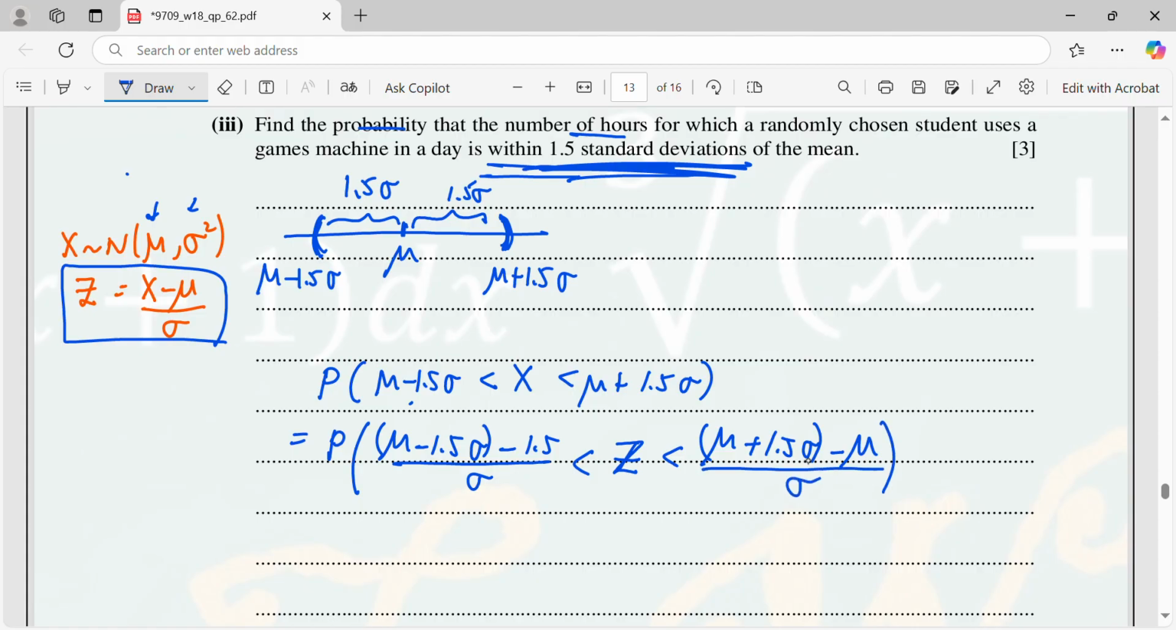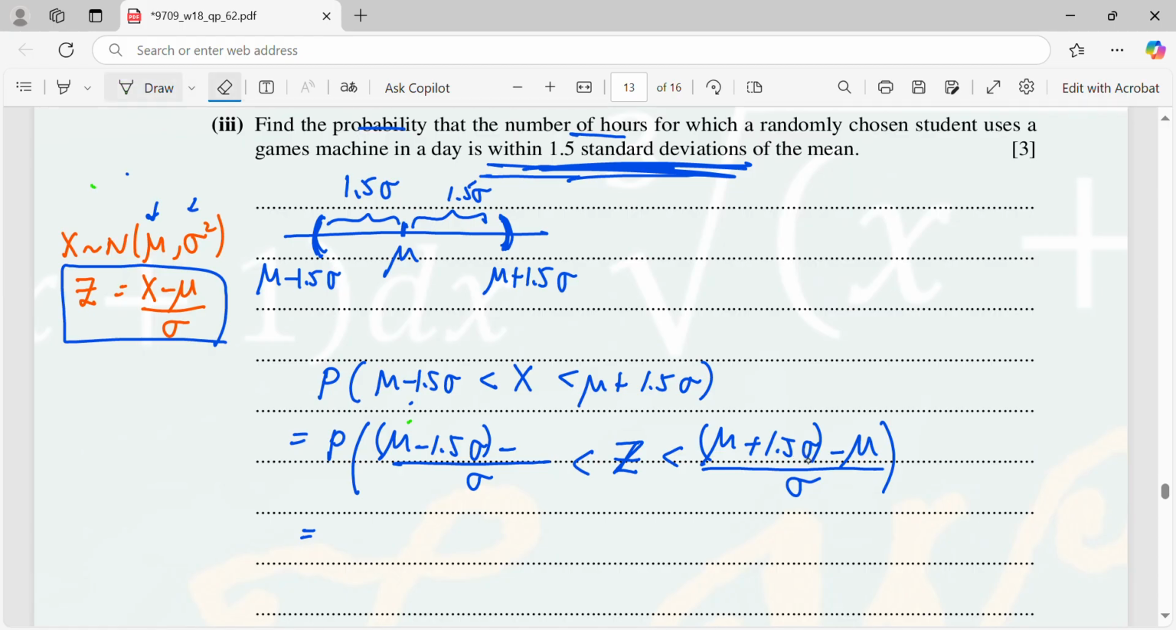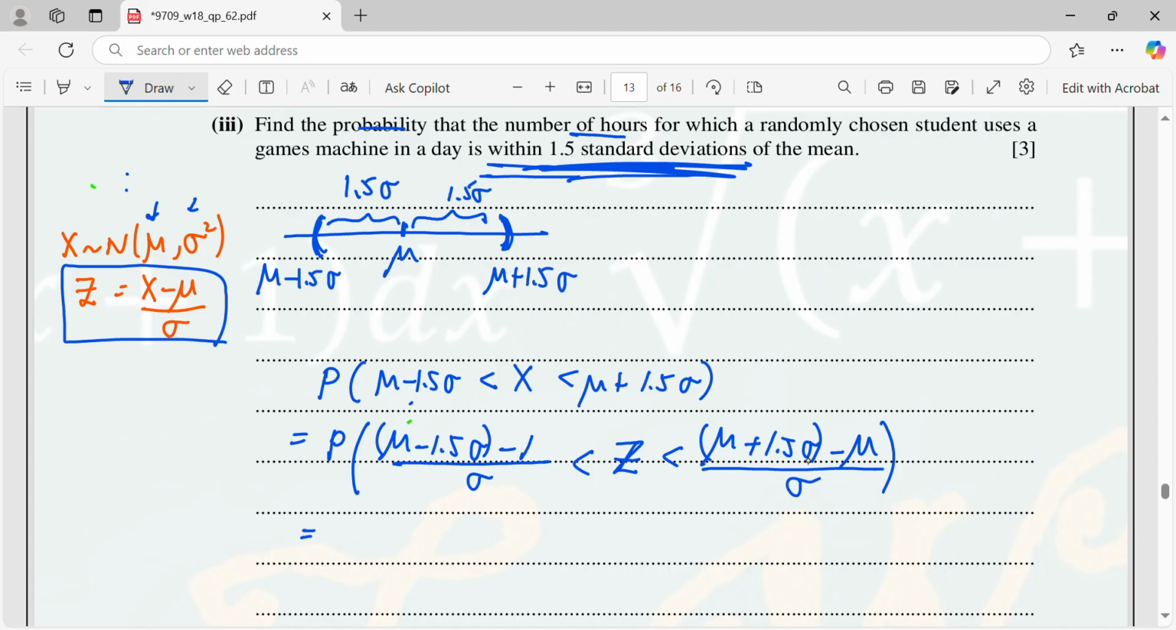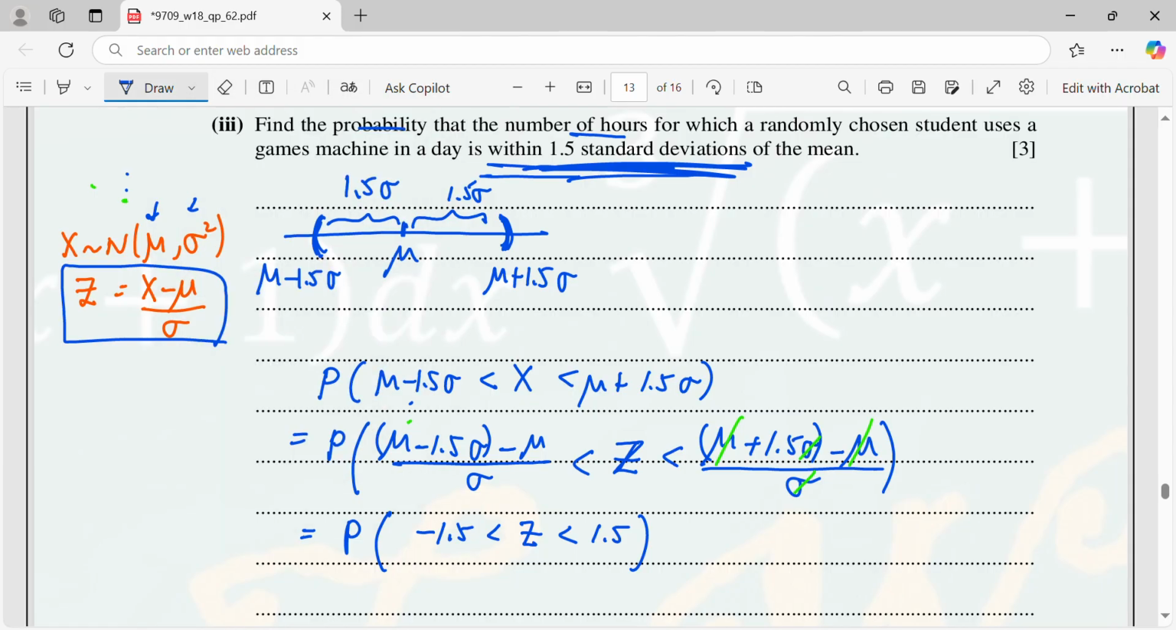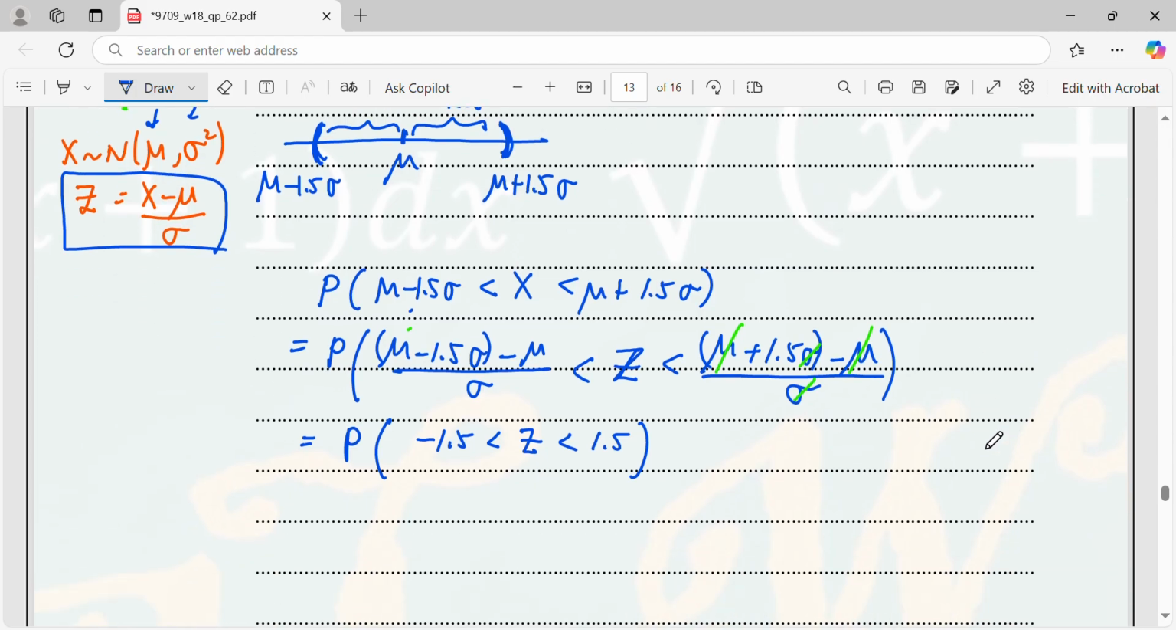And now from here, when you look at this, minus mu, sorry, not minus 1.5, minus mu. Right, so from here, the mu will be cancelled off. Then I will be getting minus 1.5. And then again I get positive 1.5, because the sigma will be cancelled off. See here, mu minus mu, then sigma over sigma. Alright, so basically you are counting the probability of z in between minus 1.5 and 1.5.